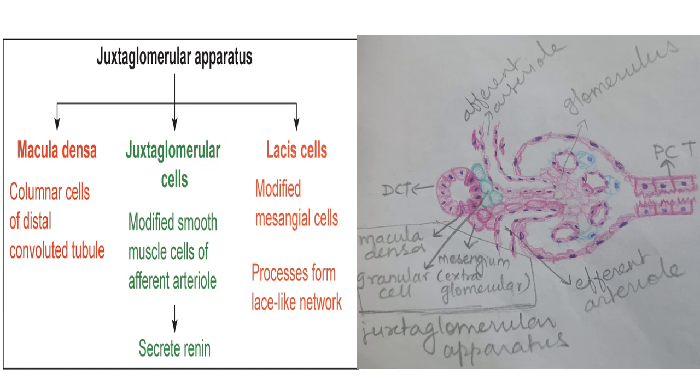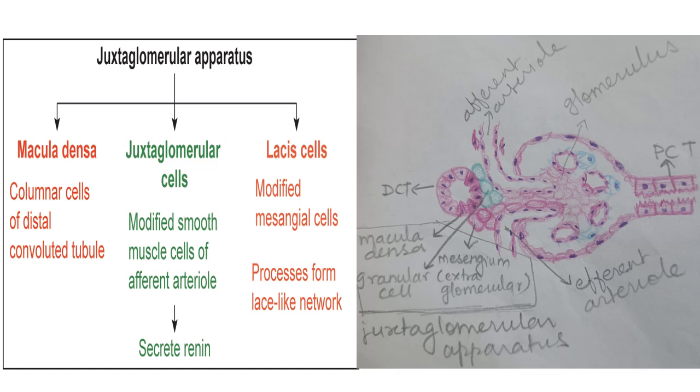In this region, the muscle cells in the wall of the afferent arteriole are modified. They are large, round, epithelioid, they have a spherical nucleus, and they are innervated by unmyelinated adrenergic nerve fibers. These cells are known as juxtaglomerular cells, and their main function is to secrete renin. Renin is involved in the regulation of blood pressure.